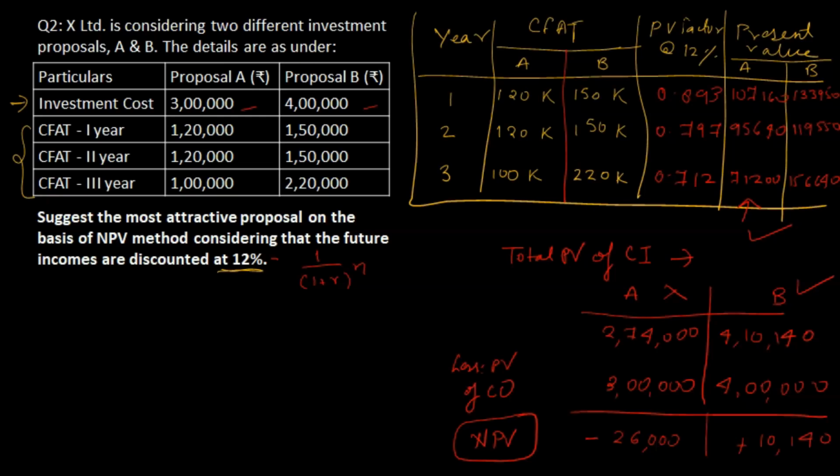So like this also they can ask in the question that 2 or 3 proposals can be given. So you have to find out which one is the best one. If any proposal is giving you a negative NPV, you should reject that one immediately. Even if all the proposals are giving negative NPV, you should reject all the proposals. If more than one proposal is giving positive NPV, you should prefer the one giving the maximum NPV. I hope it is clear.